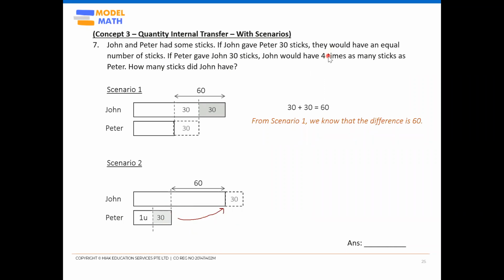Now for John, 4 units in the end. So John, whole thing in the end will be 4 units. You just need to label at the top because it's impossible to cut this into 4 units. So don't try to do that. Just label at the top 4 units. Neat and nice.